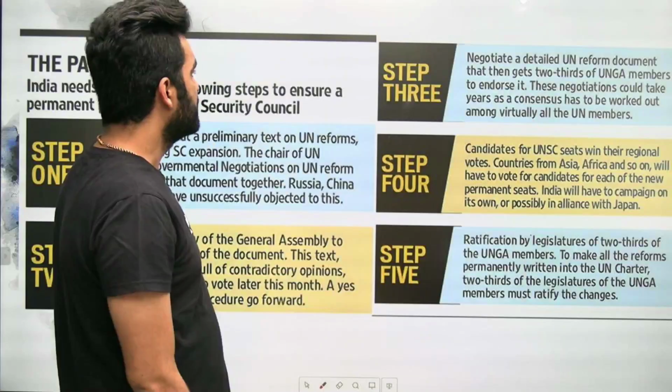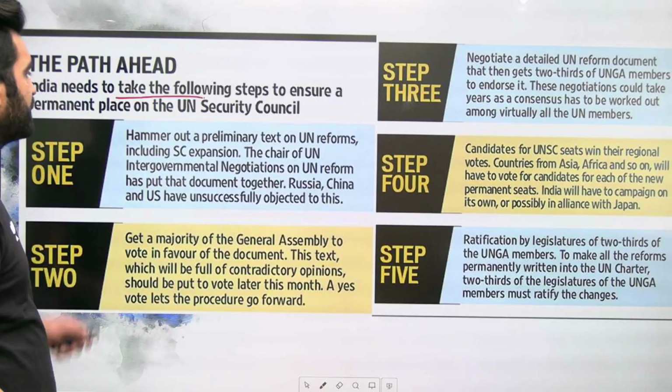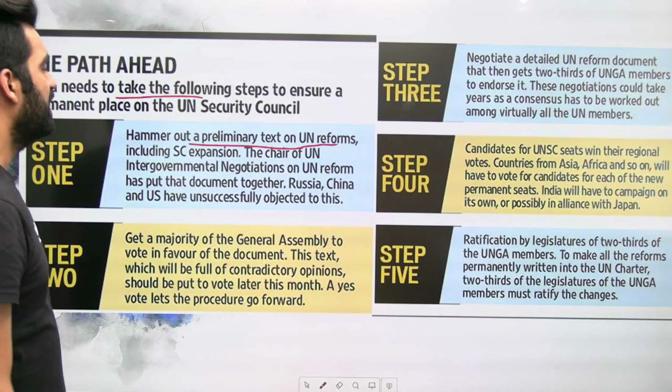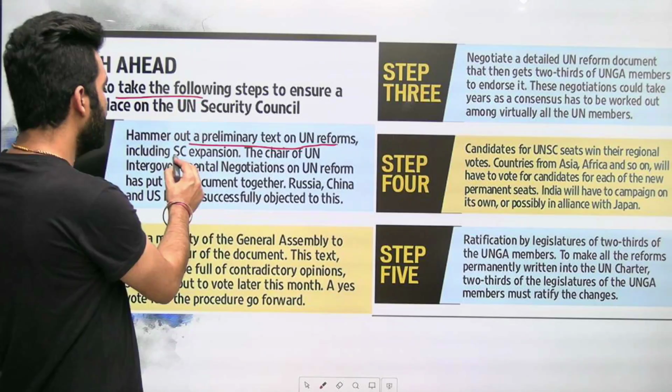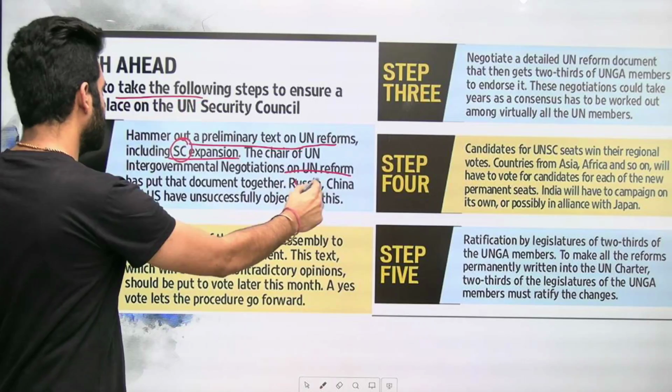India needs to take the following steps to ensure a permanent place on the United Nations Security Council. Step 1, hammer out a preliminary text on UN reform. India needs to finalize a preliminary text and introduce it in the UNGA, including Security Council expansion. The chair of the UN Intergovernmental Negotiations on UN reform has put that document together. Russia, China and US have unsuccessfully objected to this document.